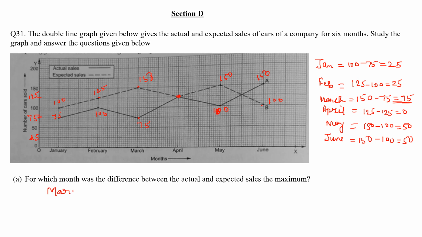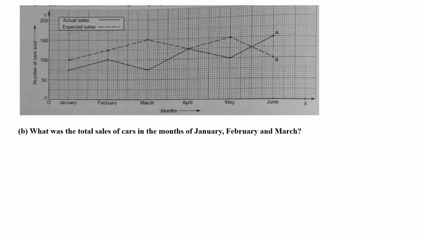So like this you have to find it one by one. Now I will solve the next part of the same question. Now the B question is, what was the total sale of cars in the months of January, February and March? So here you have to do actual sale. How much really they sold in the month of January, February and March. And actual sale is represented using solid line, isn't it?